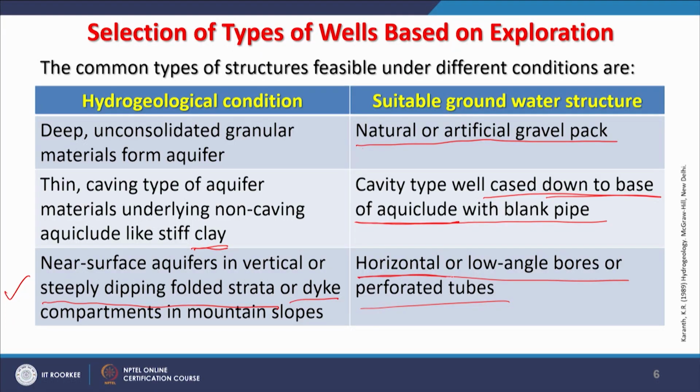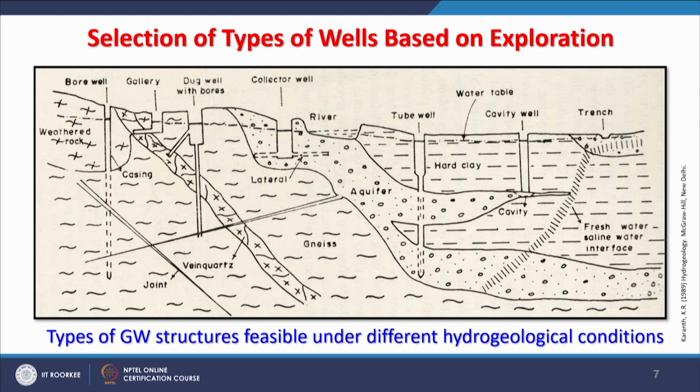and as per the requirements of our water or as per the hydrogeological conditions, such measures can also be done. Horizontal or low angle bores can be developed with perforated tube or non-perforated tube, and that will allow the water, because the condition here is that we have a near surface aquifer or a folded strata.